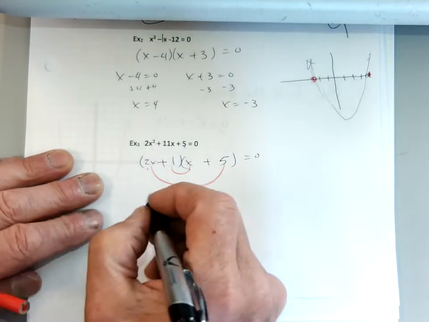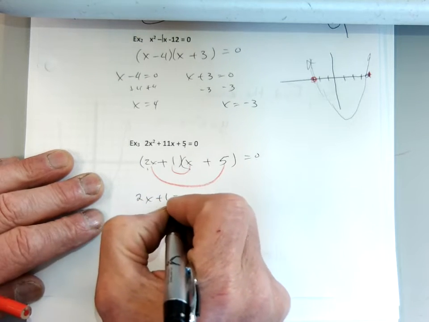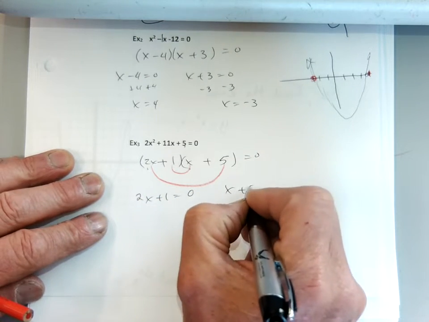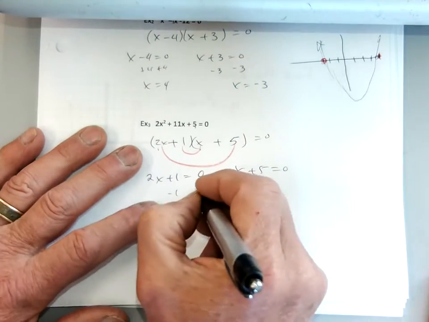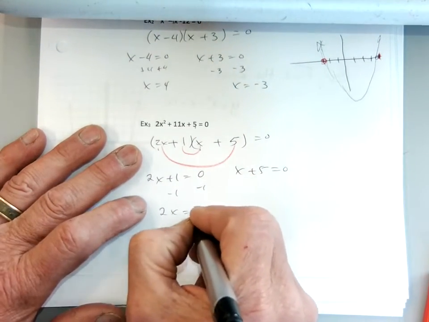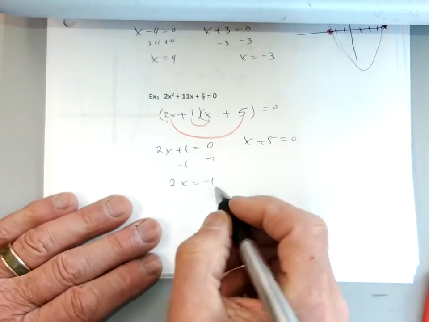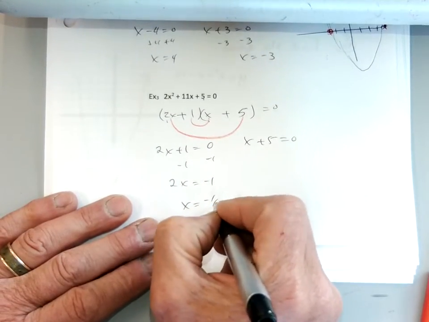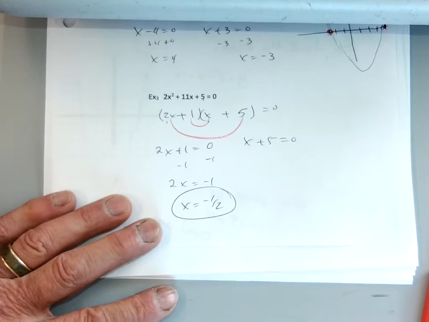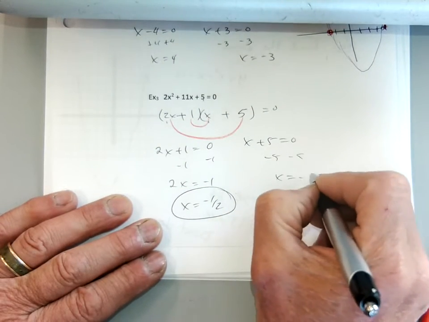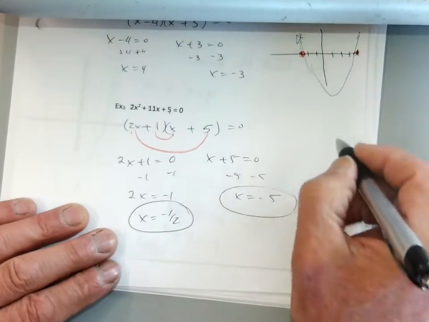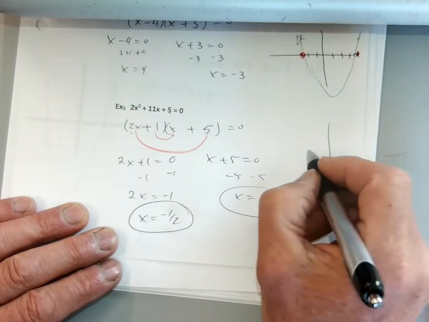All right. And then we have our mini equations and our other mini equations. We're going to solve. Okay. Minus 1, 2x equals negative 1. Divide by 2, x equals negative 1/2. There's one answer. Minus 5, x equals negative 5. Again, these are points on a graph.